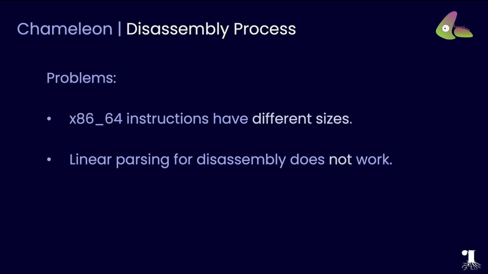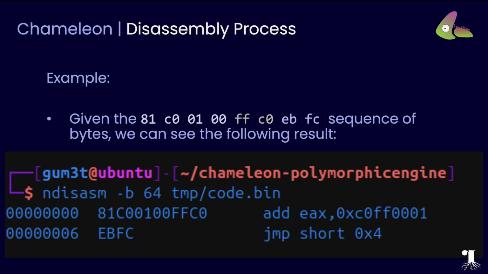And then we also can't use linear parsing for disassembly because it doesn't work, and we'll see now why. If we use linear parsing for disassembly, we'll find problems like the following. Given this sequence of bytes, if we disassemble using linear parsing, we get two different instructions: an add instruction and a jump instruction. But if you look closely, you'll see this jump instruction jumps into the middle of the add instruction.